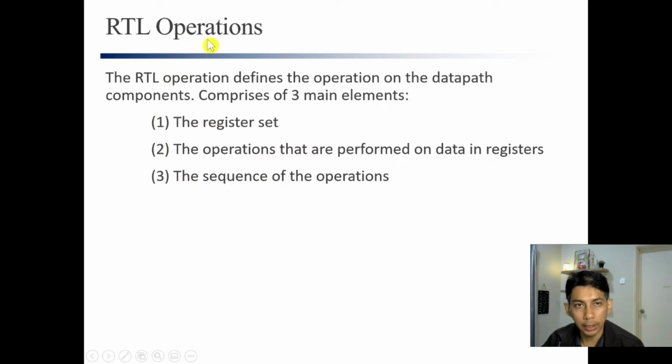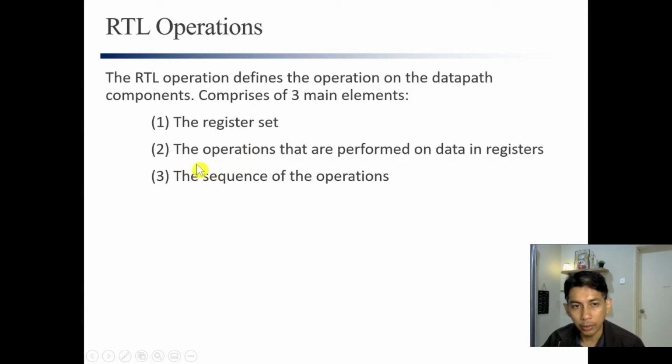So what is RTL operation? What is the operation that we will use in RTL? There are three main elements. First is the register set. Of course, we need to have a register set: register A, register B, or register 1, 2, 3, 4, 5, and so on. So we need to have the registers.